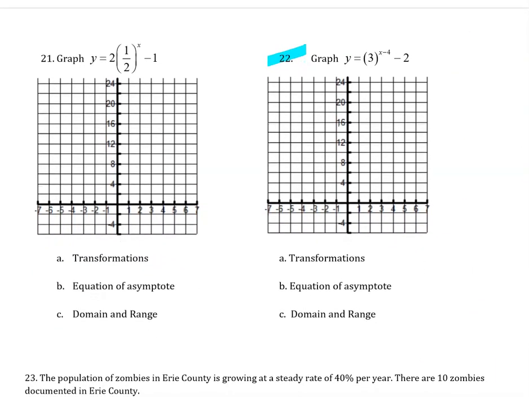Okay, for 22, as far as graphing these go, just go to your table of values. So plug this into Y1 and look at your table. I'll show you in a second. Transformationally, the x minus 4 means right 4. So we took our exponential growth function, y equals 3 to the x. It moved to the right 4 and down 2.